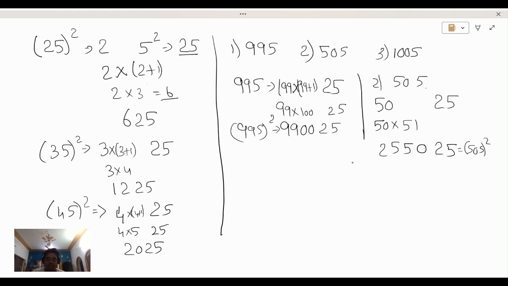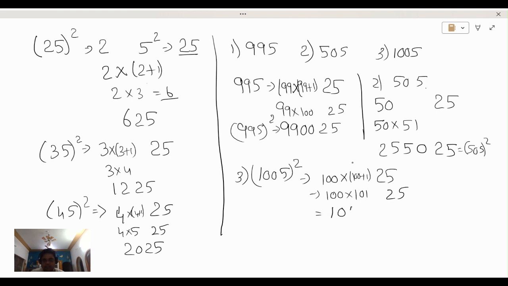Clear? Now for the final sum, it is 1005 square. So the last digits are 25, and for the preceding digits it is 100 into 100 plus 1. So you have 100 into 101, which is 10100, and the ending digits are 25.